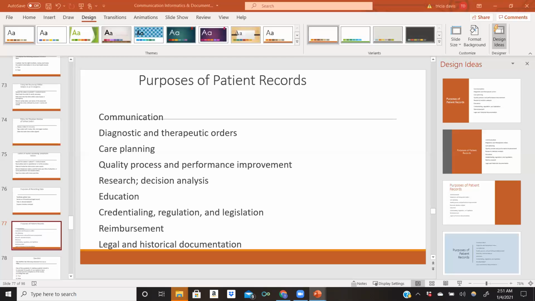Again, it's legal documentation. Patient records are legal. They might be used in evidence in court proceedings. One in four malpractice suits are decided on the basis of the patient's records, what they find, what's documented. Documentation always plays an important role in implicating or absolving healthcare practitioners charged with improper care.